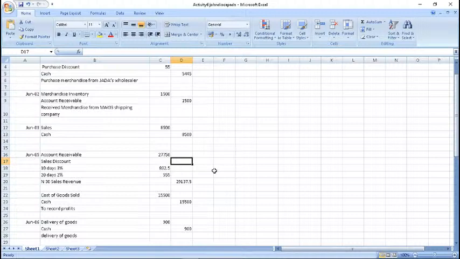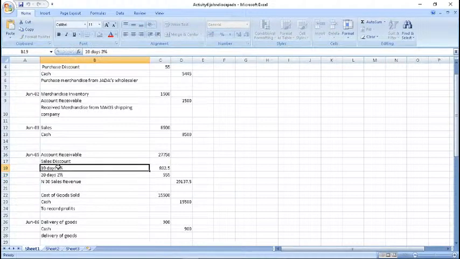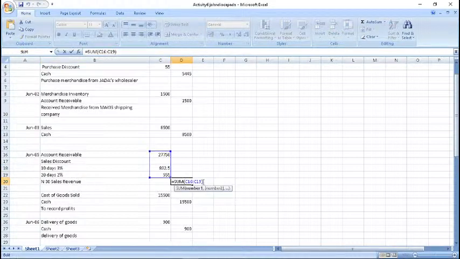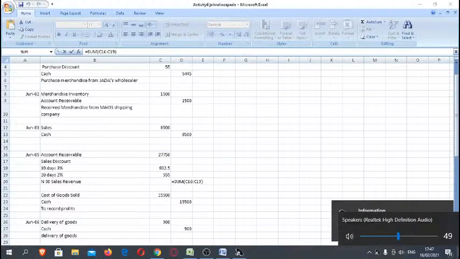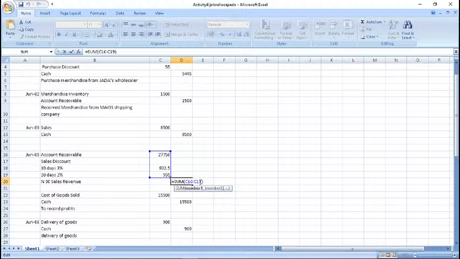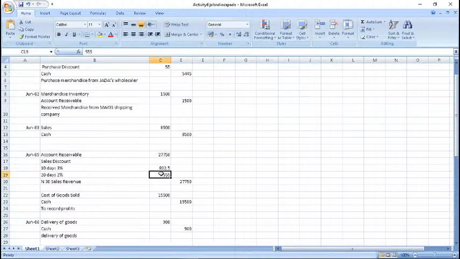Okay, Miss Maria. Sir, for number 6 po, debit freight out, 900, credit cash, 900. Okay. So, bakit ginamit natin ang freight out? Because if we're going to look at June 5, ang transaction with Miss Isabella is about selling of goods. So, since it's about selling of goods, we're going to use the term freight out or transportation out.